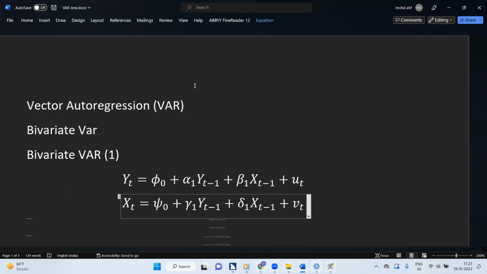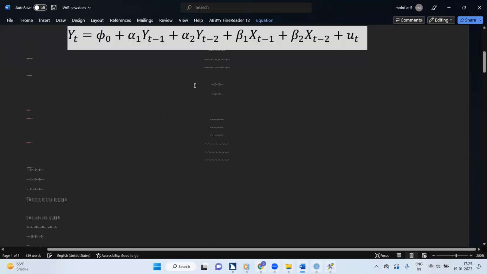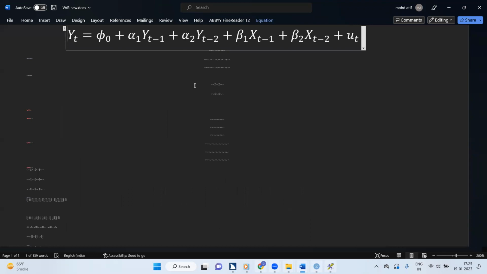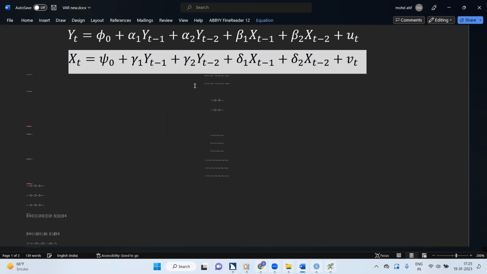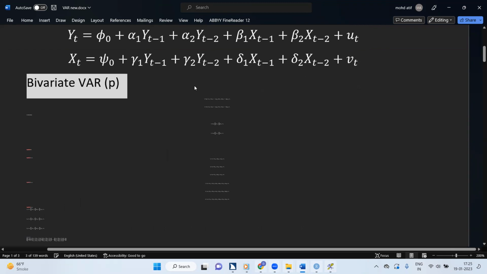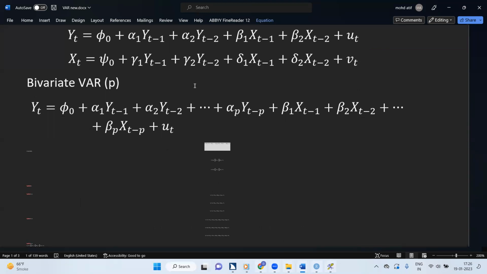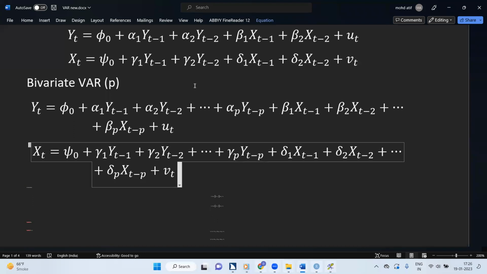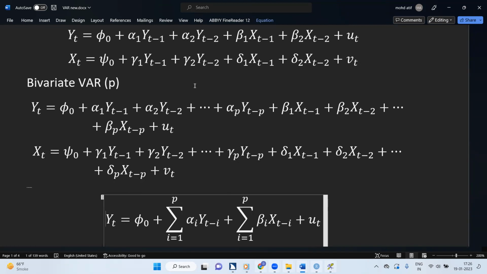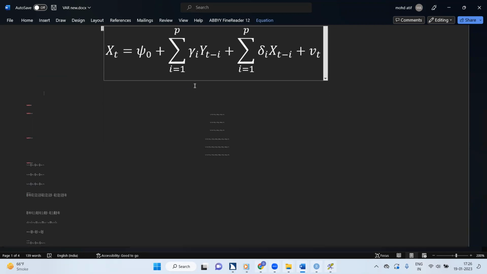So that is bivariate VAR 1, and then this is bivariate VAR 2. The equation is quite simple. Now two lags are important. Similarly for x as well, two lags are important, and we can extend it to p lags. For x as well, x depends on p values in the past of y and p values in the past of itself. We can also write it using summation notation. You can interrupt me in case you have a query.